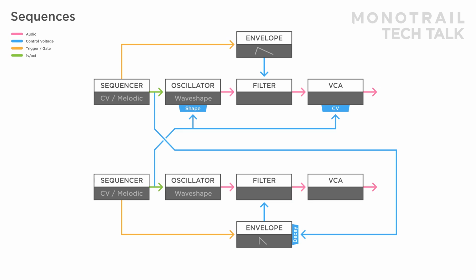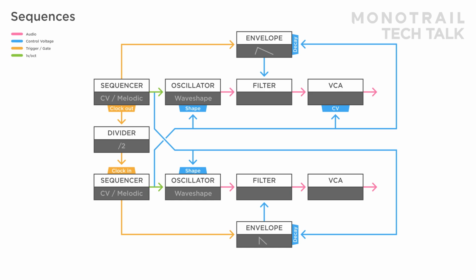Here's the same patch, but a copy of the lead CV is modulating the shape of the bass as well, and a copy of the bass CV is added to modulate the decay of the lead envelope. Also, instead of syncing one sequencer to the other directly, a clock divider is added to have the bass sequence run slower. Transposing or changing step length on the fly is great for performances.